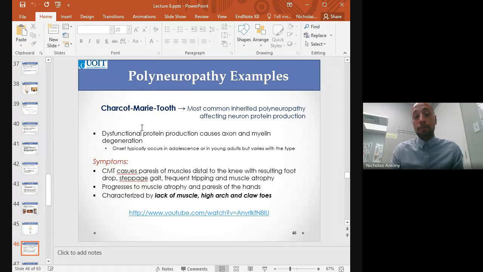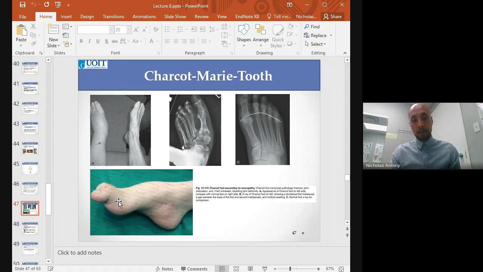The reason why I'm presenting this is because it's one of the most common polyneuropathy examples. It's inherited, and it progresses as the person goes from adolescence to young adulthood. The characteristic presentation of these patients is that they have this classic high arch and clawed toed look. See how right here? It's because they're starting to put pressure here because they can't control their foot. When you take an X-ray, normal versus Charcot-Marie-Tooth, all the joints are broken down.